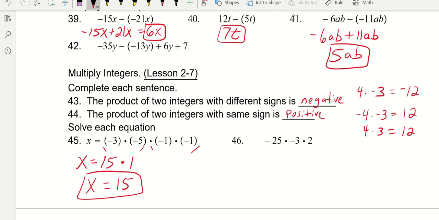Number 46. Negative 26 multiplied by negative 3 multiplied by 2. What's a negative multiplied by a negative? A positive. What's 25 multiplied by 3? 75. So 75 multiplied by 2. What is 75 multiplied by 2? 150. 150 on that one.